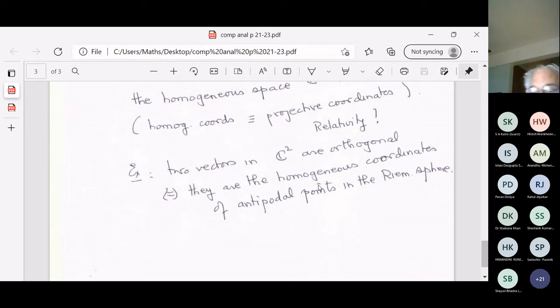Anyway, what do I want to say here? I want to say that two vectors in C2 are orthogonal if and only if they are homogeneous coordinates of antipodal points in the Riemann sphere. What are antipodal points? If you have a sphere, when are two points on a sphere said to be antipodal? When one is the negative of the other.